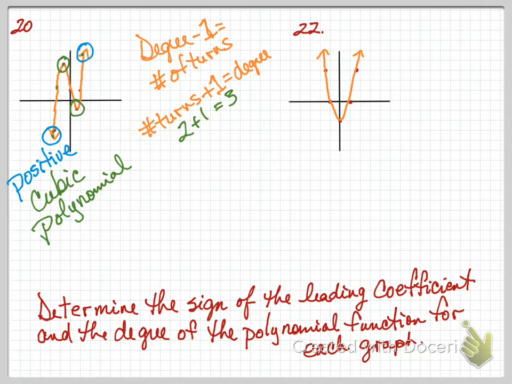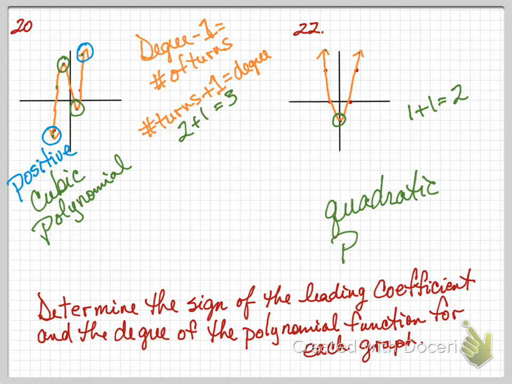Okay, so now let's check out our second graph. I start up, I come down to a point, and then I come back up. So I have 1 turn, and if I add 1 to it, that means I have a degree of 2. So that is a quadratic polynomial.